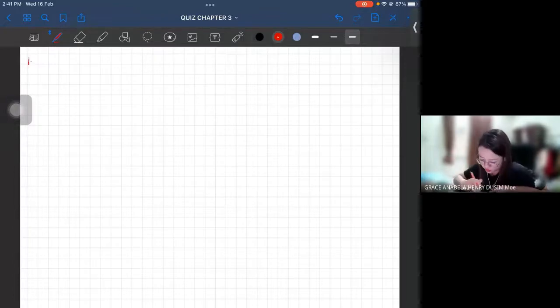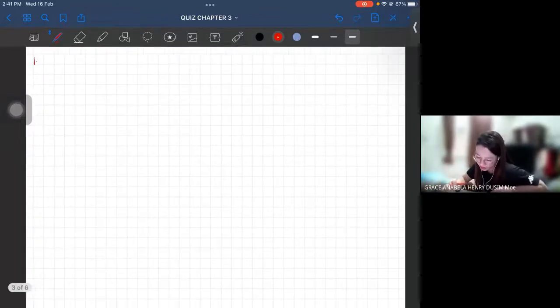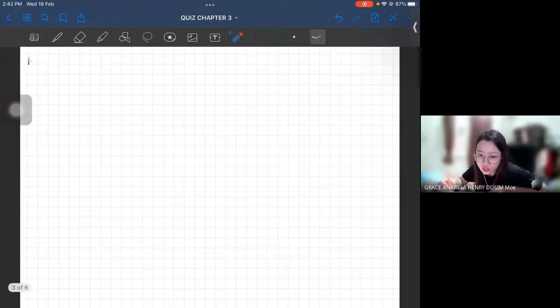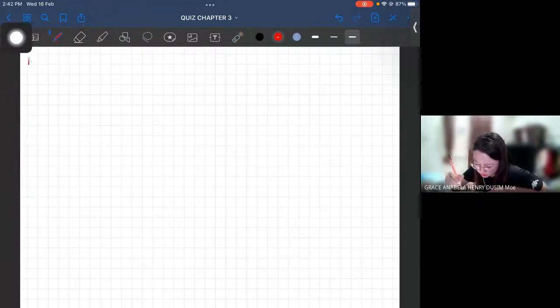Okay, so question 1. Dia suruh kita cari the current in the circuit. So we have to find I and then the terminal voltage. So di sini ada terminal voltage and then the power dissipated in resistor are here. Okay. So the first thing that you will be doing is jawapan lah.